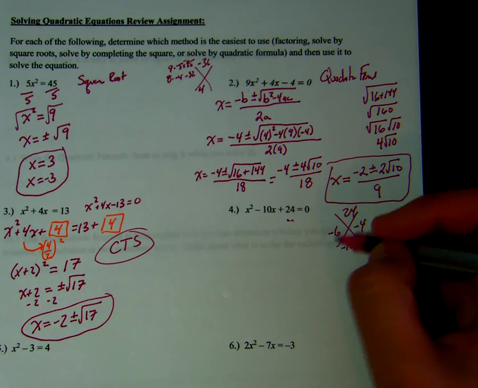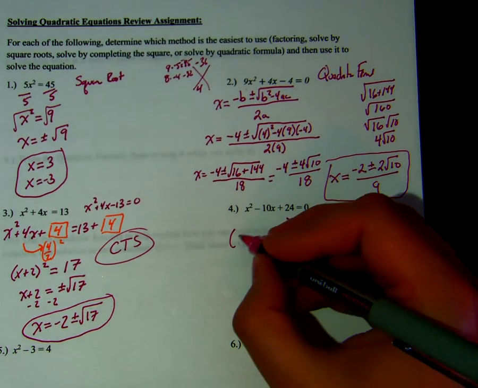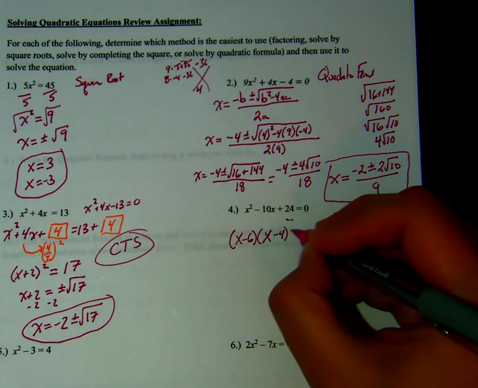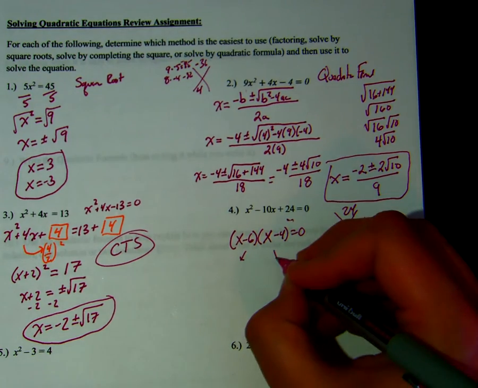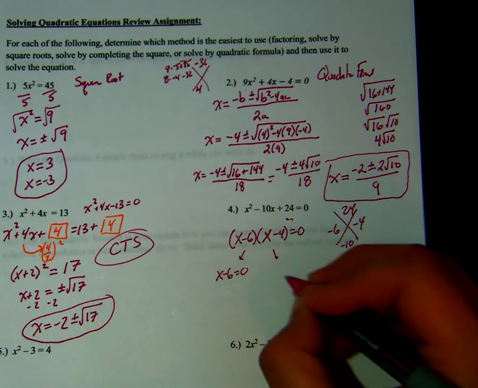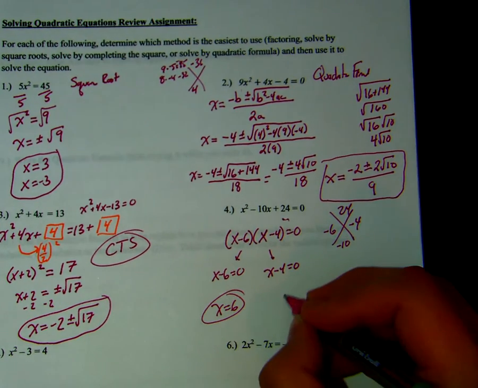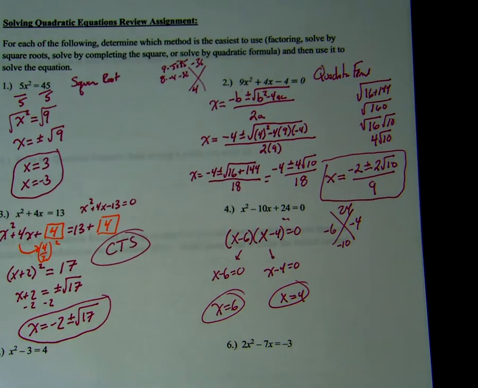6 times 4 is 24? Yeah. So this factors as x minus 6, x minus 4. So that means my solutions come from where x minus 6 equals 0 and where x minus 4 equals 0. So I have a solution of x equals 6 and x equals 4.